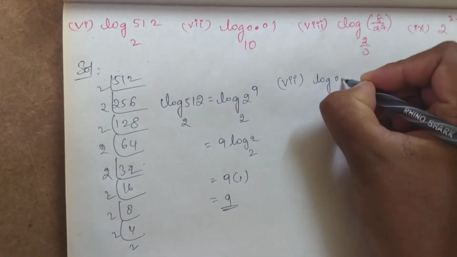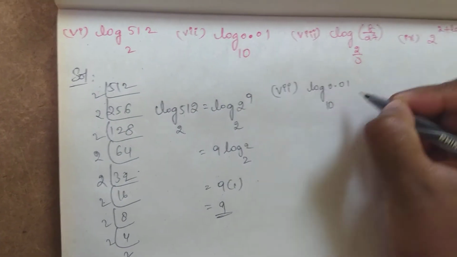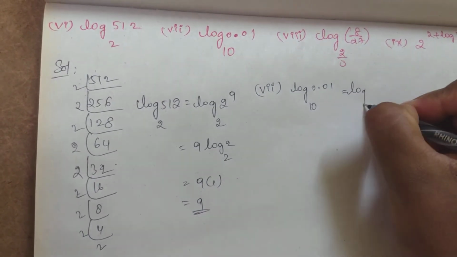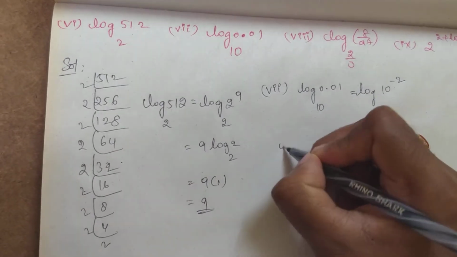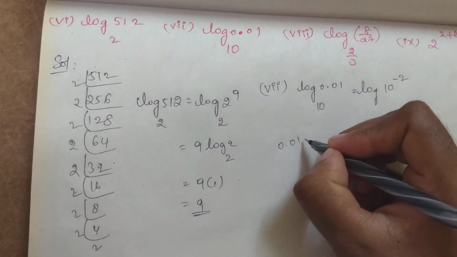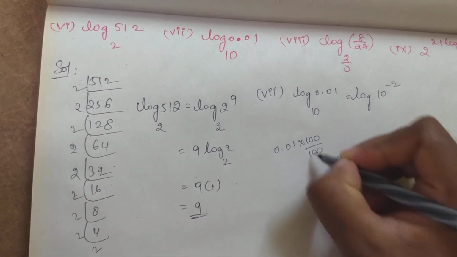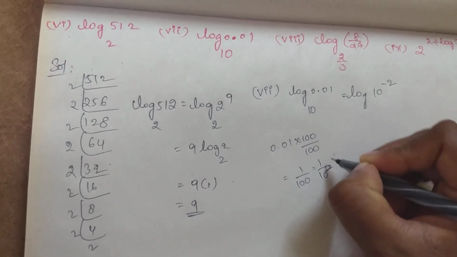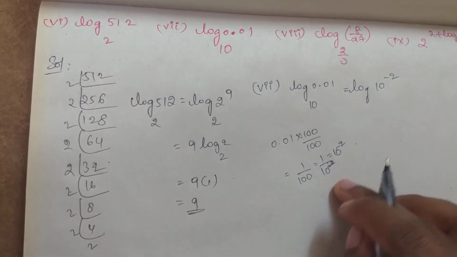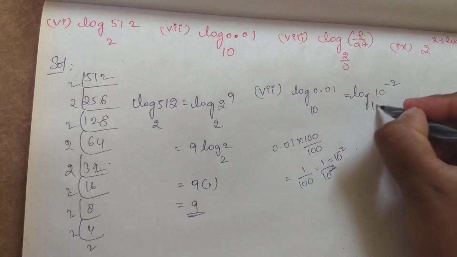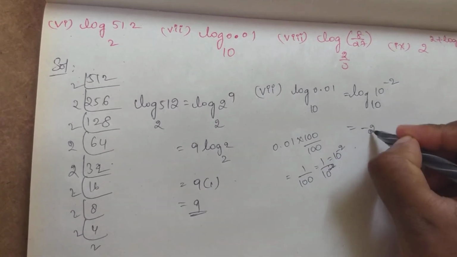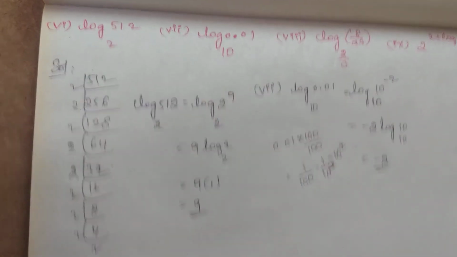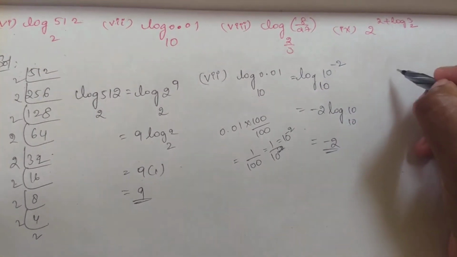So log 0.01 base 10. Like how can we write this? Log 10 power minus 2, because 0.01 multiplied by 100 divided by 100, then it becomes 1 by 100, that is equals to 1 by 10 square, which can be written as 10 power minus 2. So here 10 power minus 2 I have put it here. Log 10 power minus 2 base 10, the answer will be minus 2 log 10 base 10, this answer is minus 2.